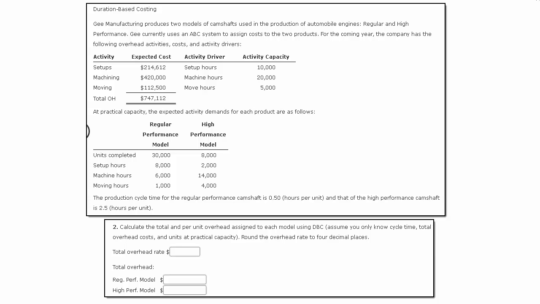Okay, next we're going to take a look at question 2. Question 2 says, calculate the total and per unit overhead assigned to each model using DBC, which is duration-based costing. Assume you only know cycle time, total overhead costs, and units at practical capacity.